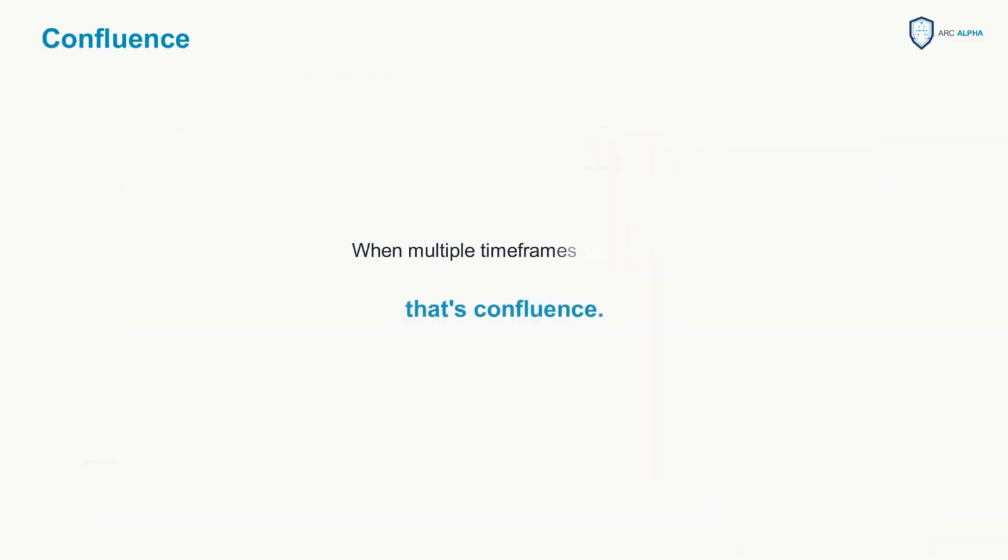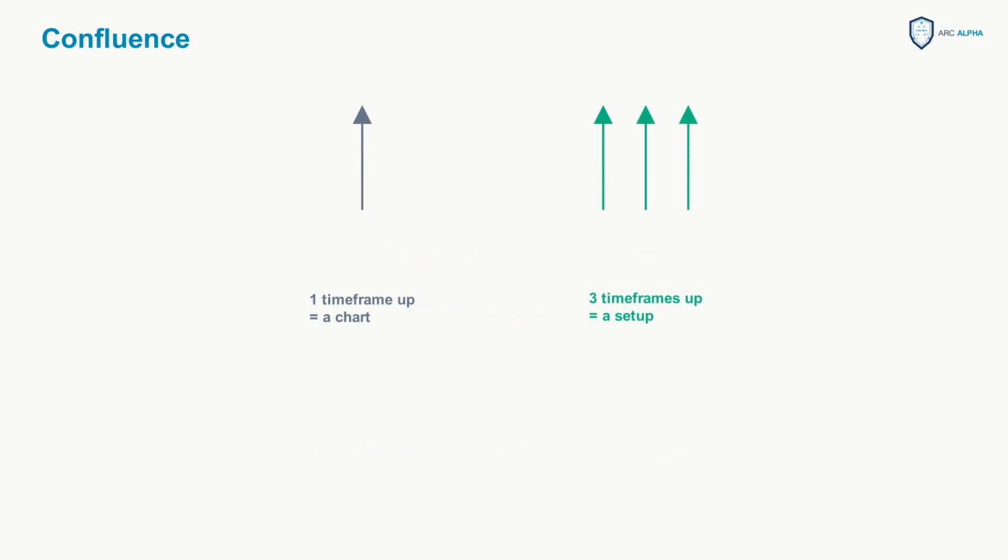When multiple time frames agree, that's confluence. And confluence compounds signal strength. 1 time frame pointing up, that's a chart. 3 time frames pointing up, that's a setup.